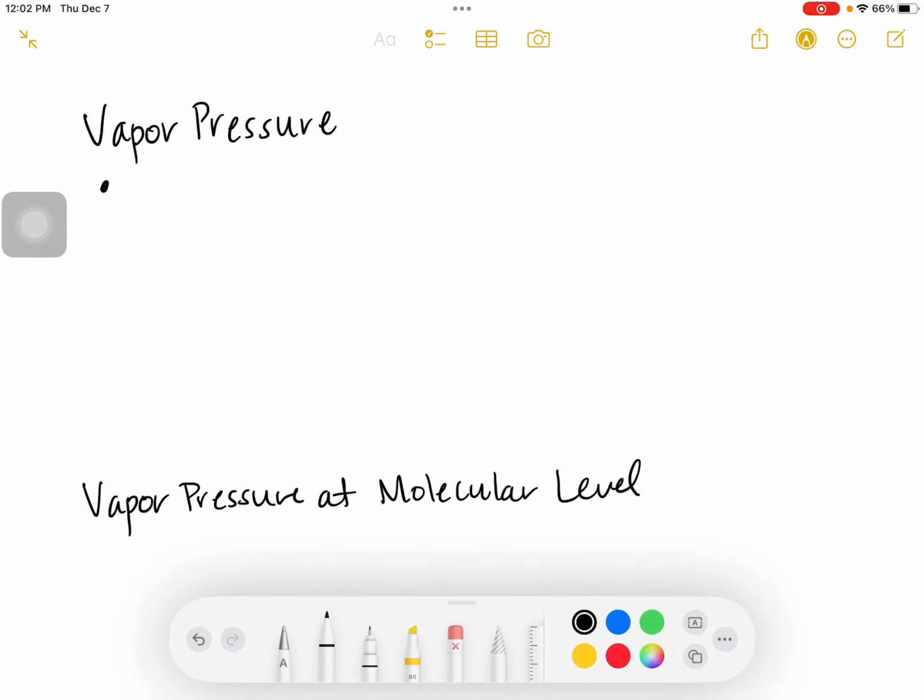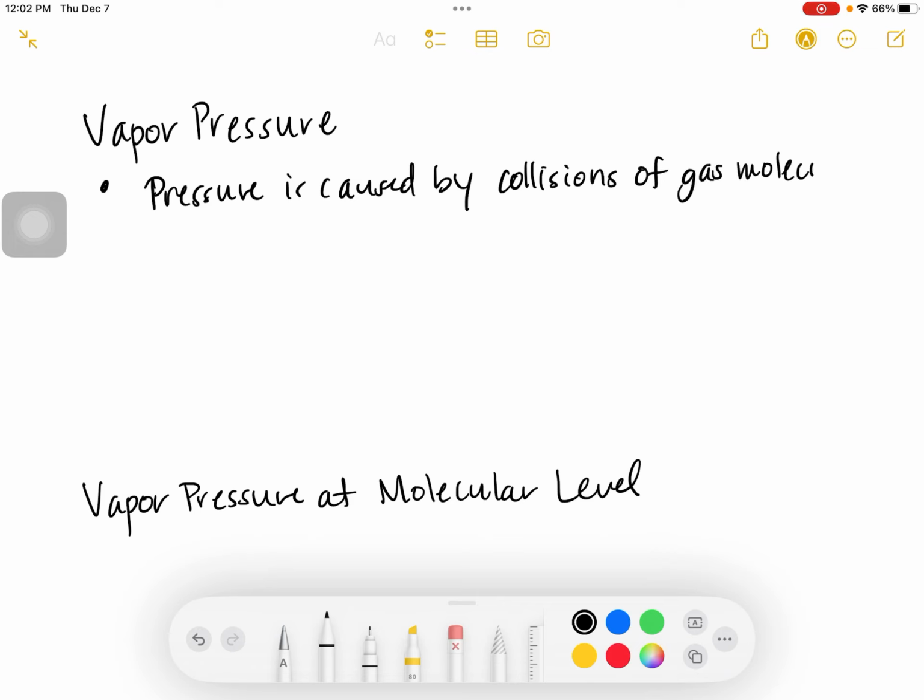And pressure, which is something that we talk about a whole lot when we get to gases, pressure is caused by the collisions of gas molecules. So the key word here is collisions. If gas molecules are colliding with each other, or if they're colliding with the walls of the container that they're in, those collisions create a pressure. Okay, so anytime we have gas, we have pressure, and that pressure is caused by collisions. More collisions, more pressure. And we'll relate everything back to that.